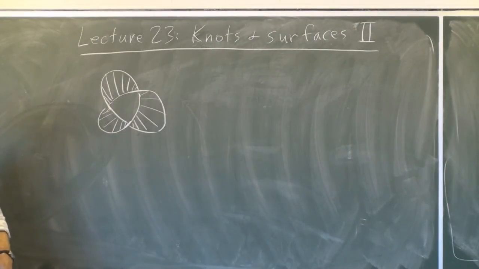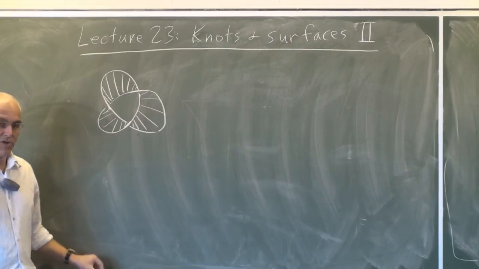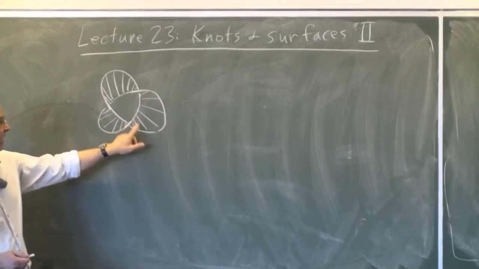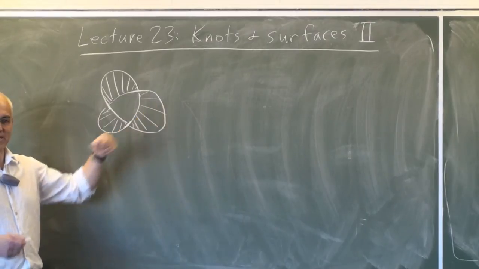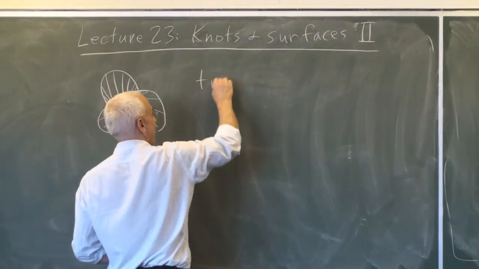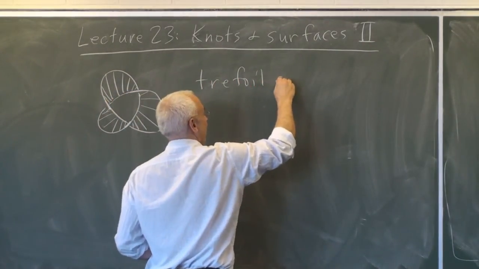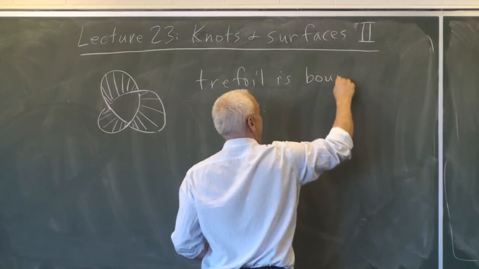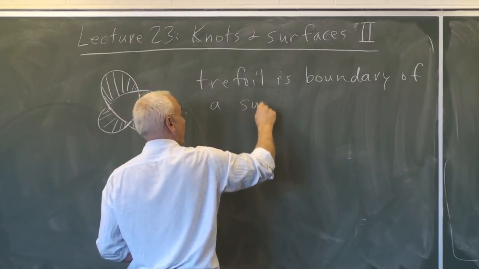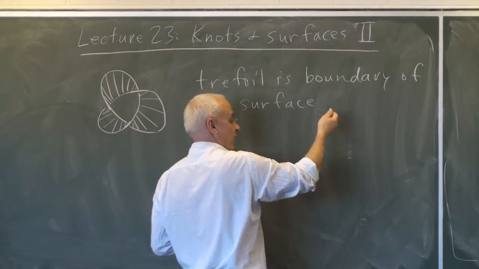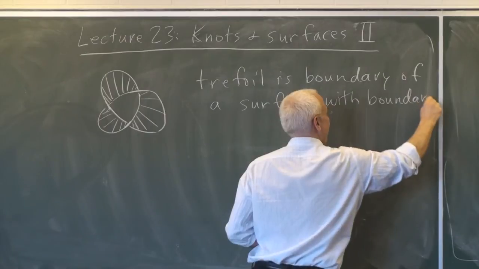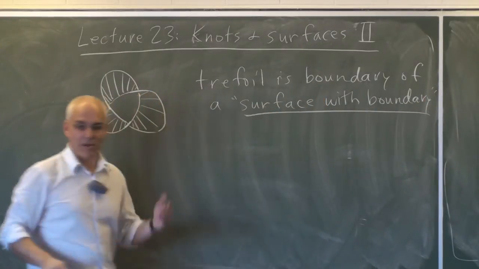And here I'm trying to represent the trefoil knot as the boundary of a two-dimensional surface. I'm sort of filling in the spaces between two different strands of the trefoil knot. So the trefoil is the boundary of a surface, well, not a regular surface, but a surface with boundary. And today we're going to talk about surfaces with boundary.